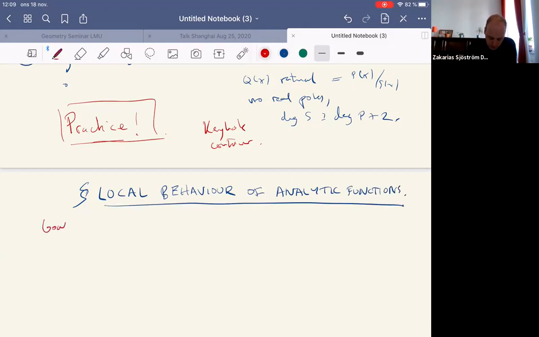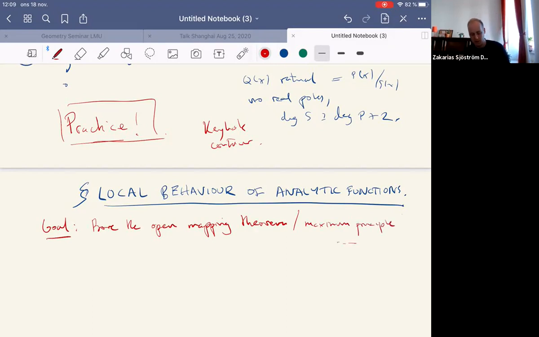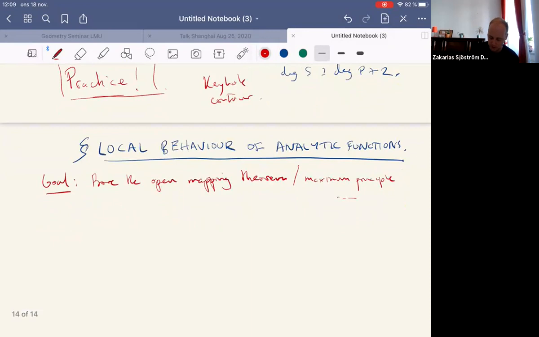And the goal is to prove the so-called open mapping theorem and the maximum principle and so on. So it will go along these ways. Today we will just look at this open mapping theorem. What we are doing is looking at more special properties of analytic functions to try and understand them.